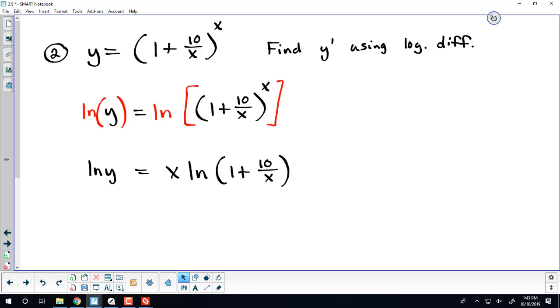Yeah, they moved the 10 over x in front, so they made it 10 times 1 over x plus 1. So then the 10 is constant. They just pull it out, because when you distribute the 10 in there, you have x plus 10 over x.